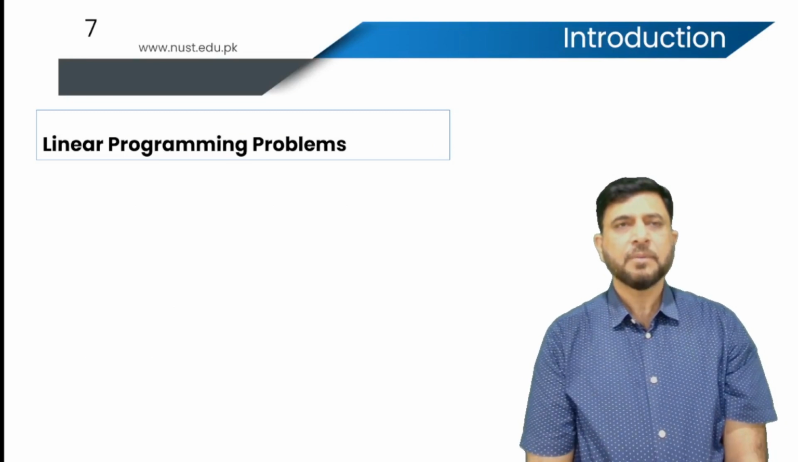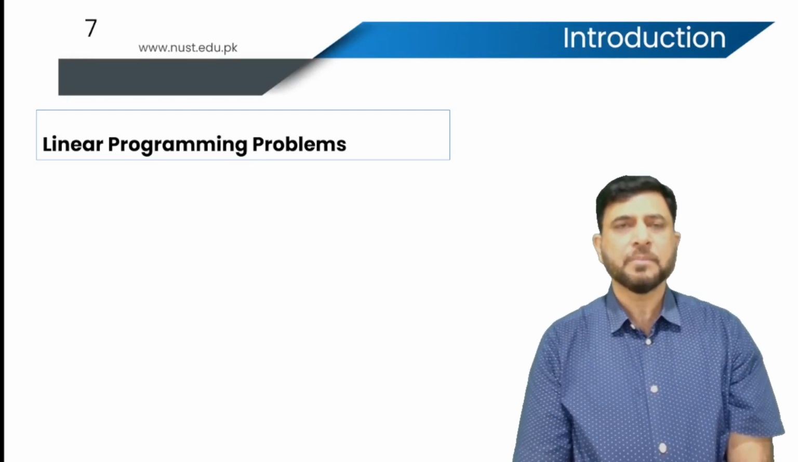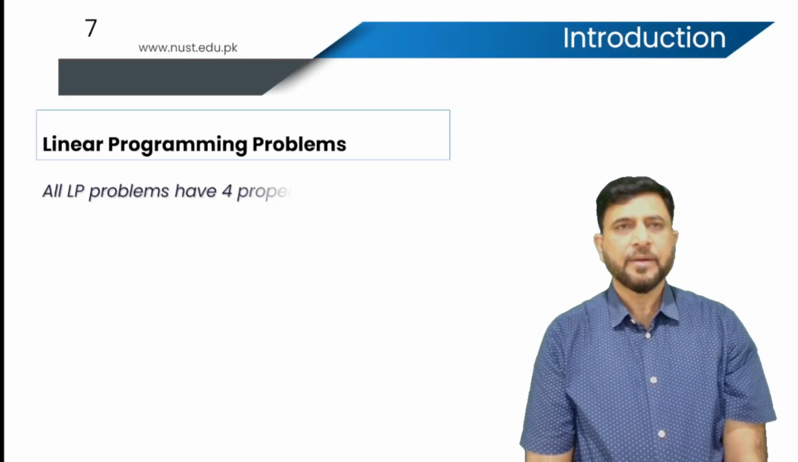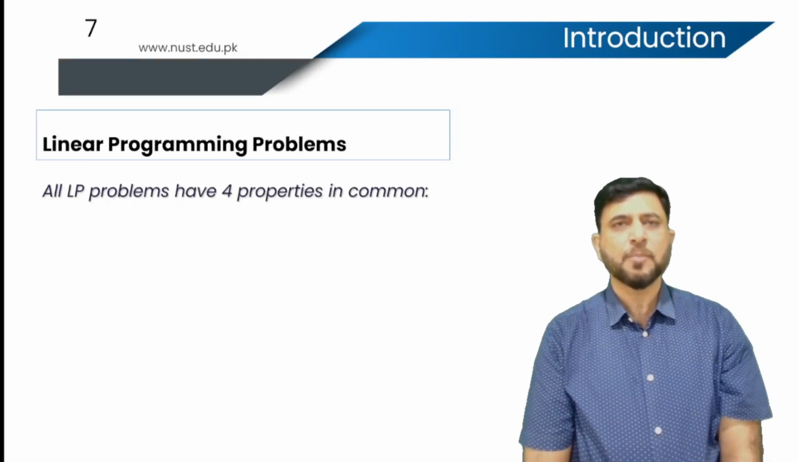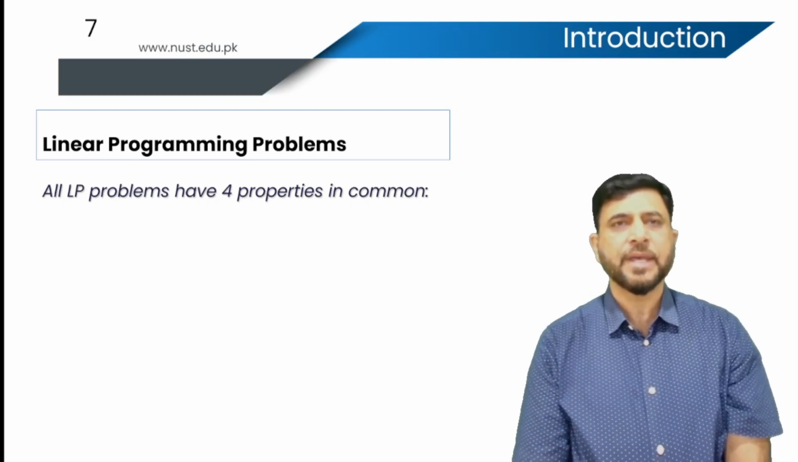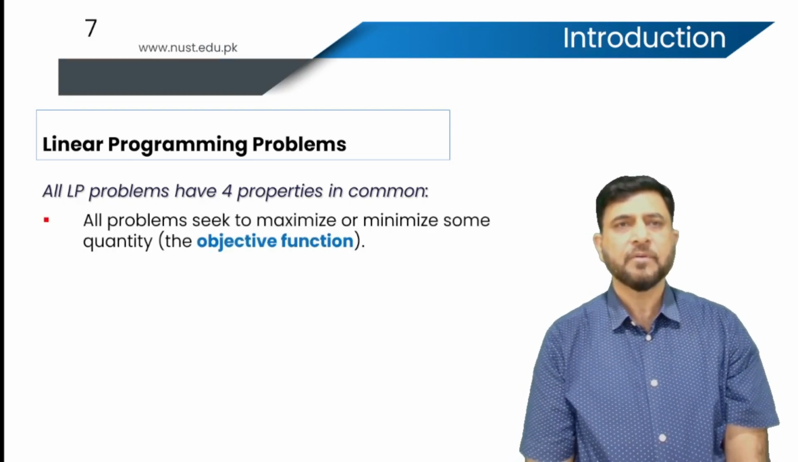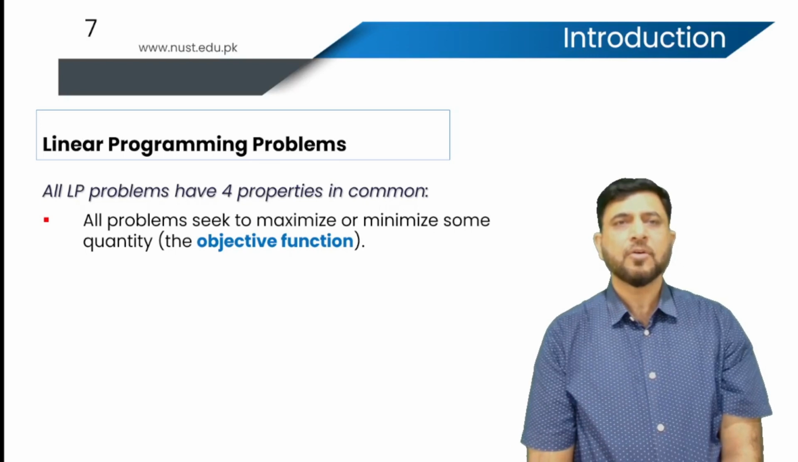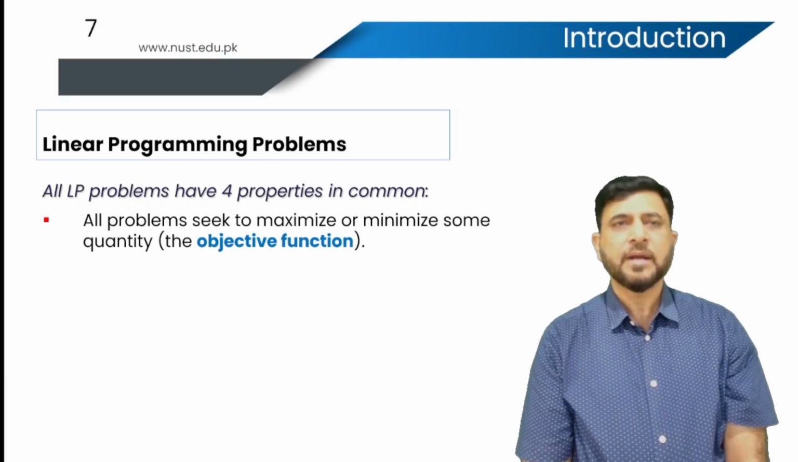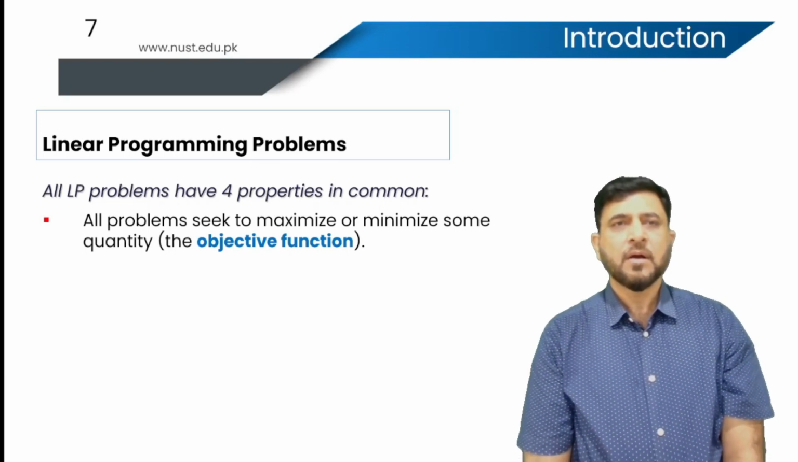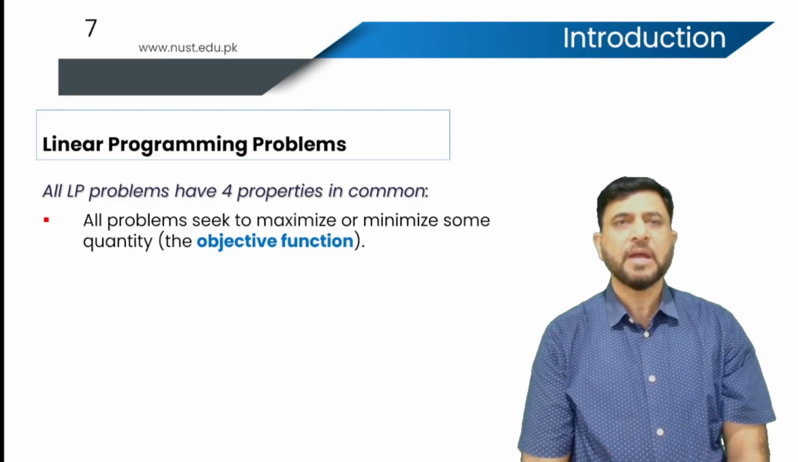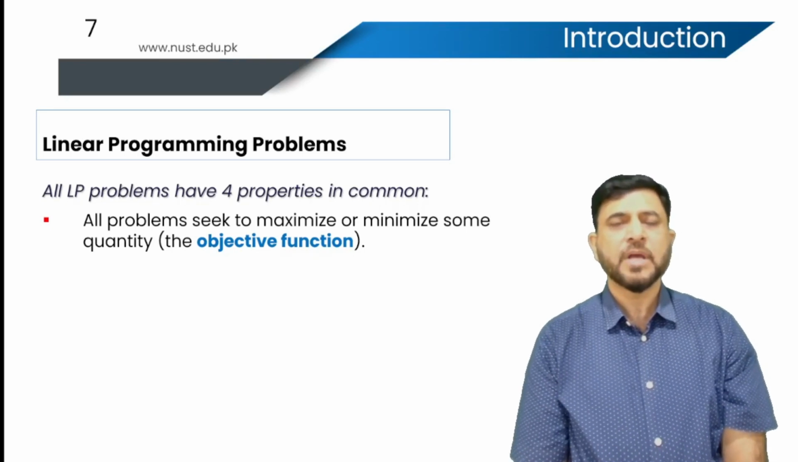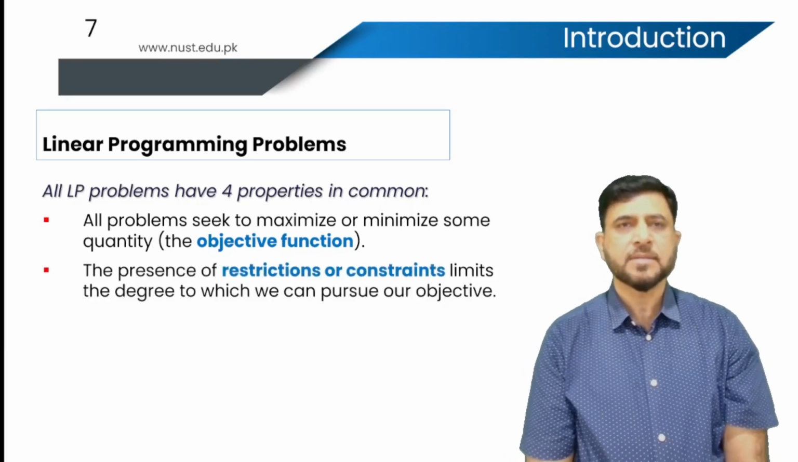So a linear programming problem deals basically with optimization. And it has four properties in common. If these properties are there, we may say that this is a linear program. First of all, it must have an objective function. And what is an objective function? All problems seek to maximize or minimize some quantity. That is the objective function which we have to optimize, which we have to maximize or minimize.